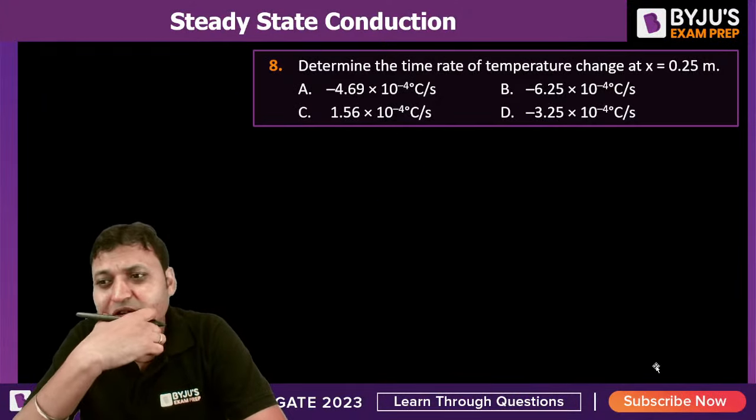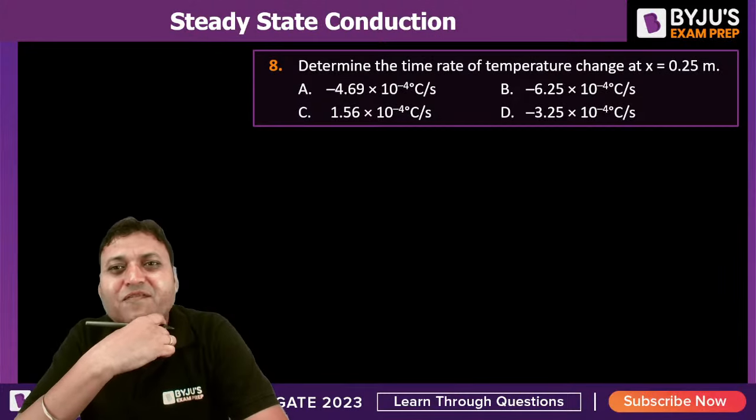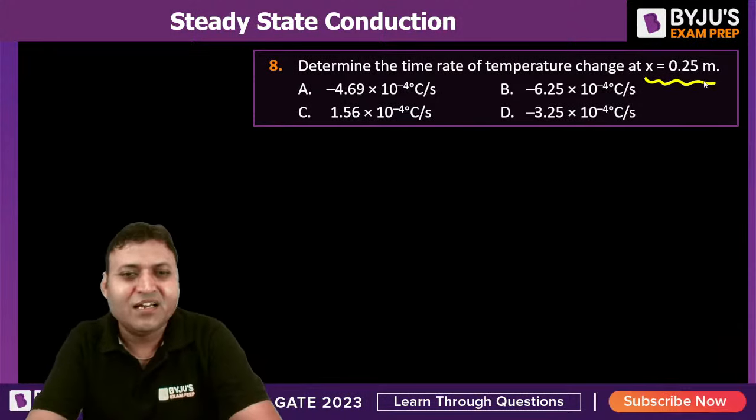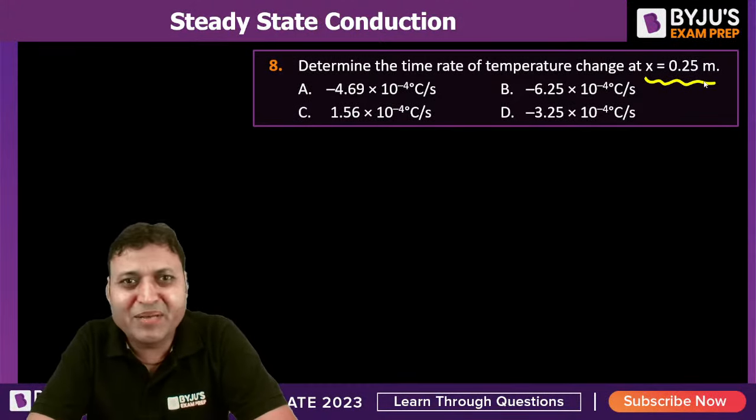The next question, question number 8. Determine the time rate of temperature change at x is equal to 0.25. That I want you guys to solve. Give me the answer for this one.